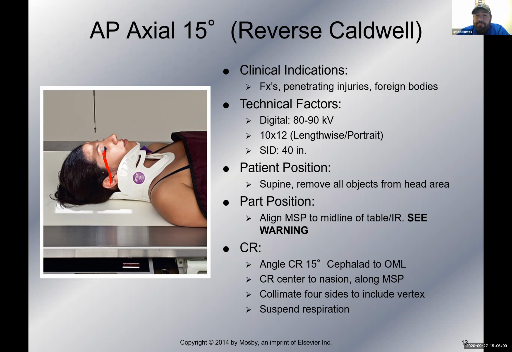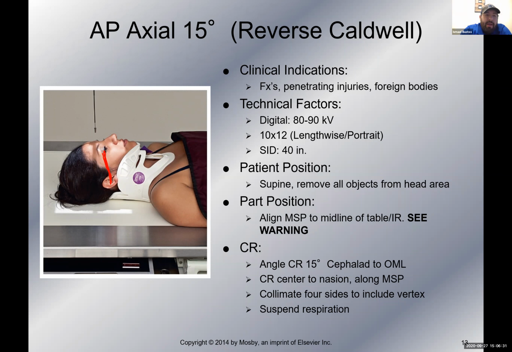That's what makes a Caldwell, okay? So for this projection, look at the patient's OML. We're going to go 15 degrees from the OML caudal. I'm sorry, cephalic, so towards the head. If you notice here, it's kind of hard to visualize because the CR looks like it's perpendicular to the IR, which it probably kind of is.